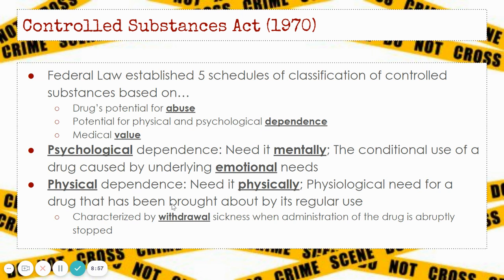The Controlled Substances Act was passed in 1970, and it established 5 different schedules of classification of controlled substances. Those controlled substances' schedule is based on their potential for abuse, potential for physical and psychological dependence, and their medical value. So is there any other drug on the market that can do the same thing with less potential for abuse? So psychological dependence means that the person believes in their head that they need it.